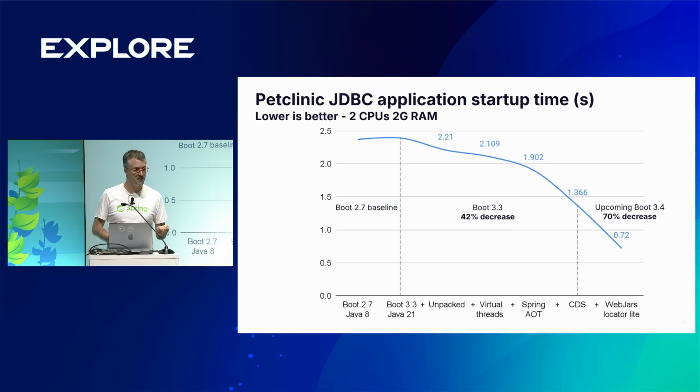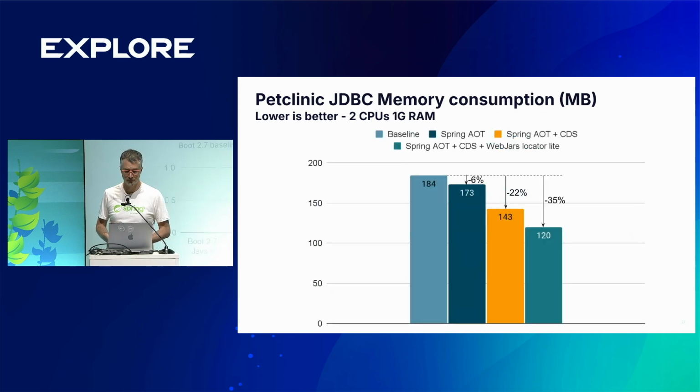So here we see the various steps of optimization that we have done and the effect on the startup time. You can see that we start from Spring Boot 2.7, Java 8. We upgrade to Spring Boot 3.3, not a big difference. It's just an enabler for efficiency features. And then we enable the automatic unpack, virtual threads, Spring AOT, CDS. And here you can see we have a 42% decrease of startup time. And if you are using WebJars and upgrading to Spring Boot 3.4 and WebJars Locator Lite, you even get 70% of decrease, which is pretty good, without that many constraints.